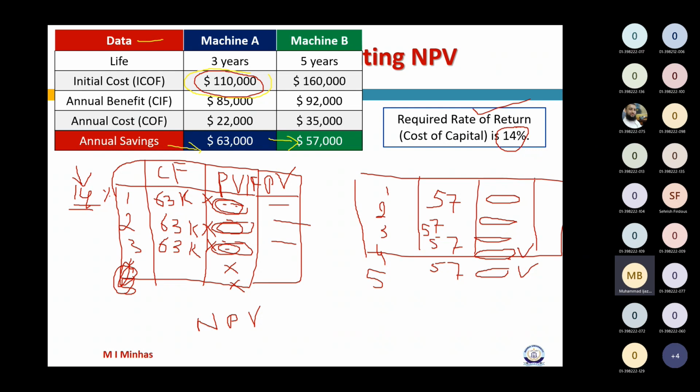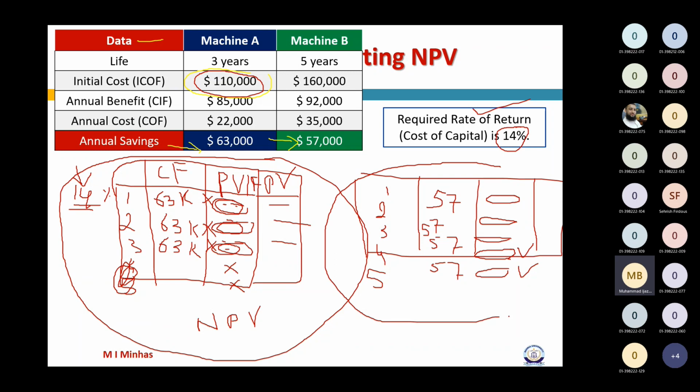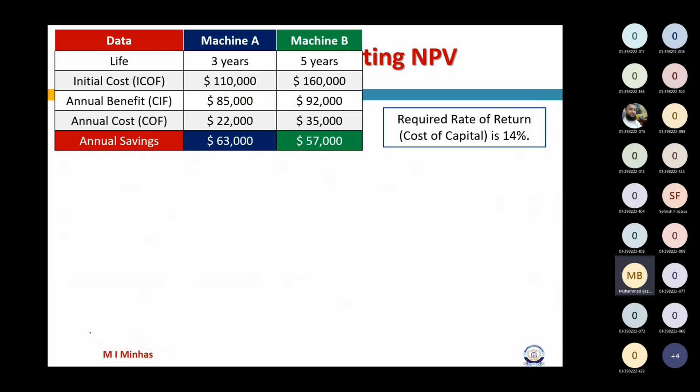Everybody is with me? Right. Look, now you have two options. One, to calculate the NPV of one machine and then calculate the NPV of the second machine, and then compare these two NPVs. This is another way of doing it. I've done it just to give you a comparison.